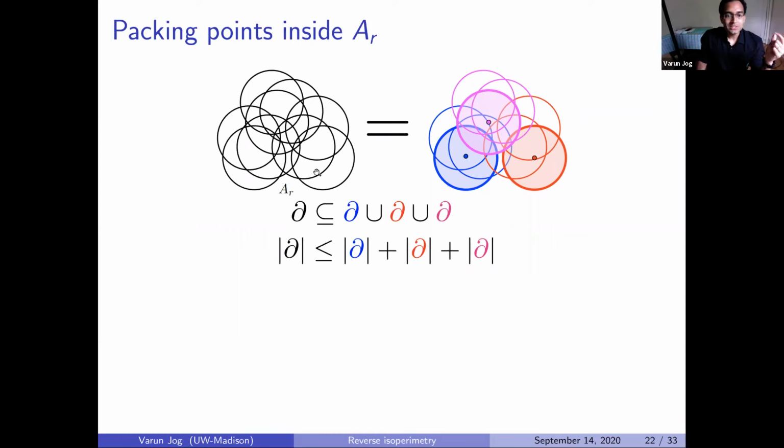So what we do is we try to express the original set A as some kind of a union of these substructures that I've been talking about. So you start out with some ball, let's say the blue ball, and you look at all the points that lie inside the blue ball, and you take the circles that were centered at those points and make that the blue substructure, and keep it aside.